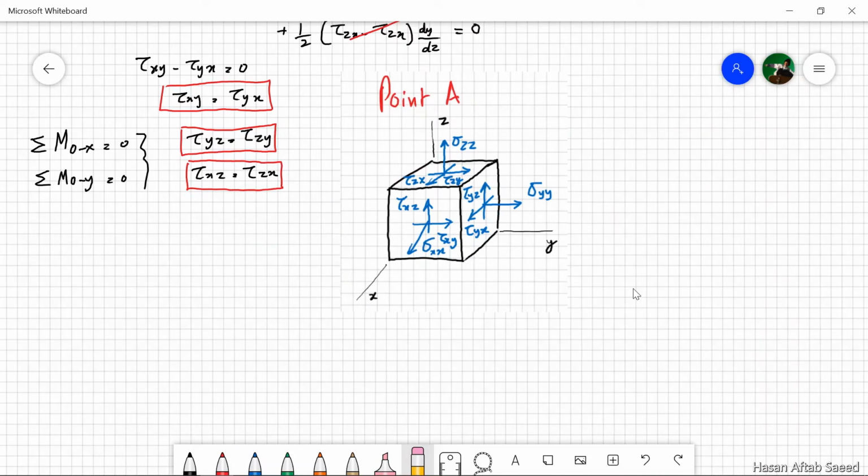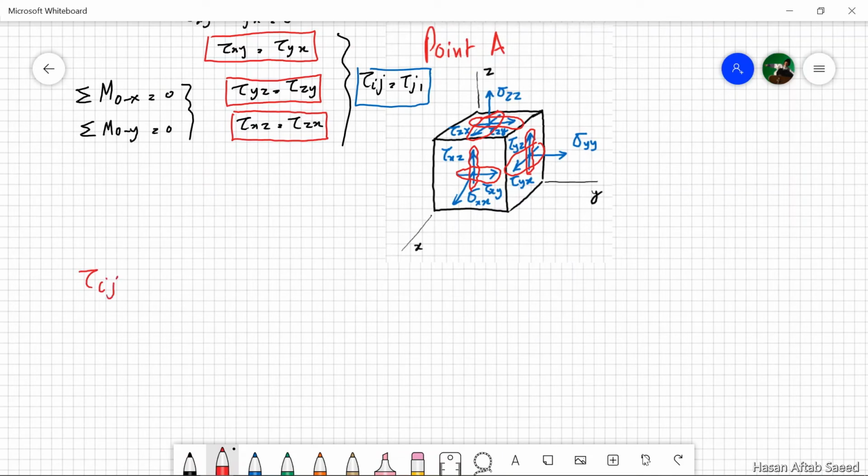Which means that the cross shears at a point, that is, those on planes at 90 degrees to each other, are equal. That is, tau xy is equal to tau yx, tau xz is equal to tau zx, and tau yz is equal to tau zy. Also, both must be directed either towards the corner or away from the corner. This last statement can be made because we did not get a minus sign in the equations. Tau ij is equal to tau ji.